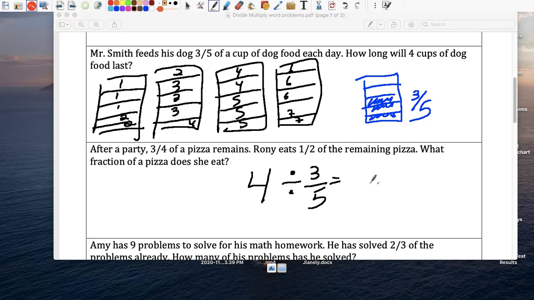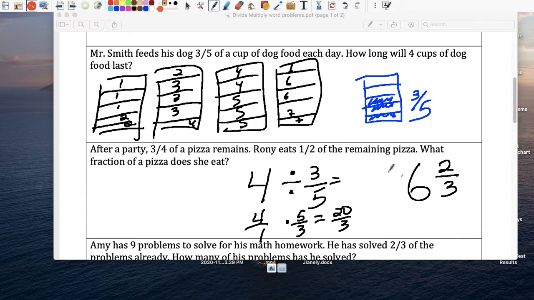Well, 4 over 1 times 5 over 3. We use a reciprocal again. It becomes 20 over 3. 3 goes into 20 6 times. How many left over? 2 over 3. And look, 6 times and 2 over 3, right? So 6 days, and then on the 7th day, I can only give him 2 out of 3. So for sure, 6 days.